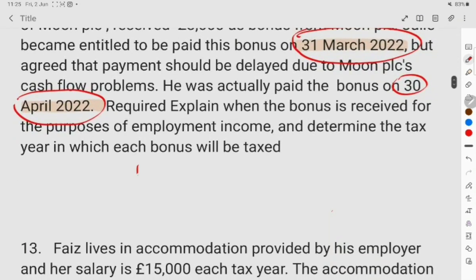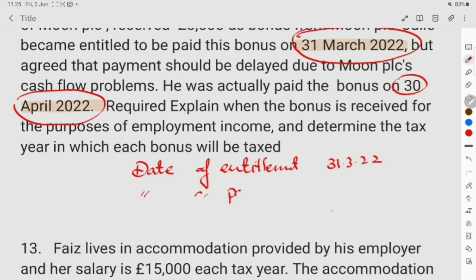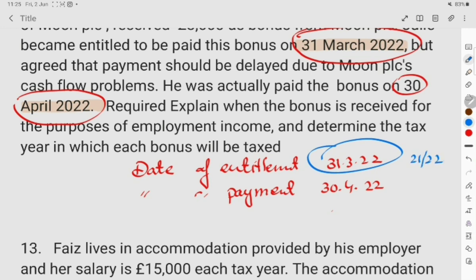So, date of entitlement is 31st March 2022 and date of payment. So, in case of an employee हमें सिर्फ ये 2 dates देखनी है, and whichever is earlier is said to be the date when the bonus income or employment income is to be recorded. So, this is 31st March 2022 and this date lies in tax year 21-22. So, this income will be recorded in the year 21-22.